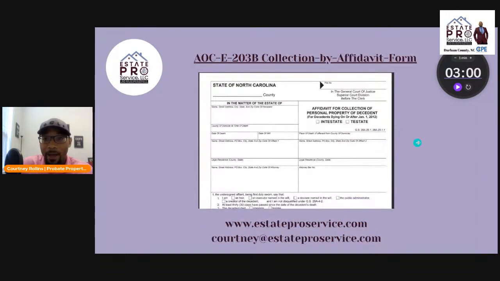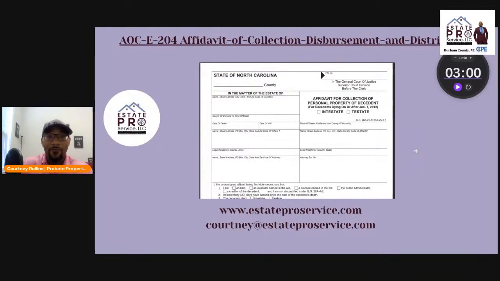The collection by affidavit form. This is used for collection of personal property when the estate is small, when it's smaller than $20,000 of total assets. In most cases, this is the form that folks will use. And then the next form is the affidavit of collection, disbursement and distribution. This is basically like the final accounting. It shows how that personal property was distributed and collected so that the small estate can officially close.